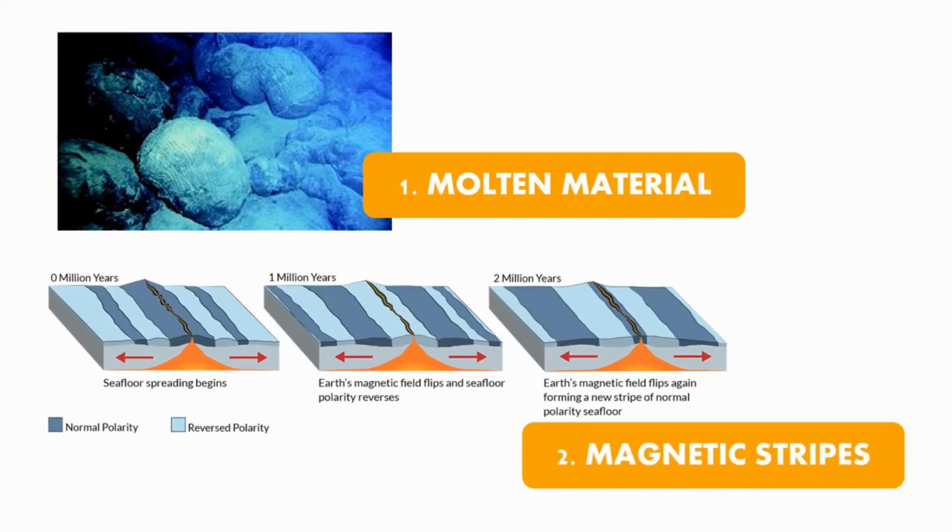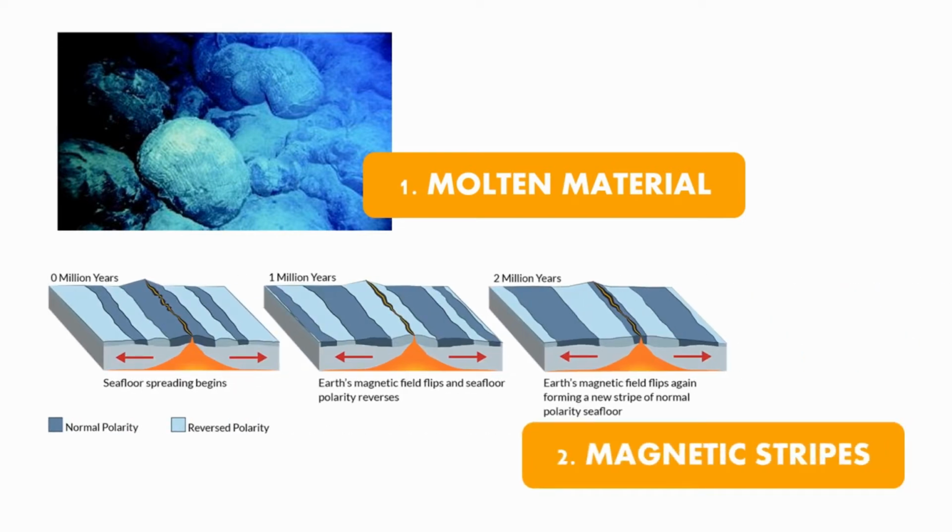First is the evidence found from molten material. Scientists identified strange rocks shaped like pillows or like toothpaste squeezed from a tube. These only form when molten materials underwater harden quickly. Thus, these are indicators that molten materials have erupted repeatedly along the mid-ocean ridges.